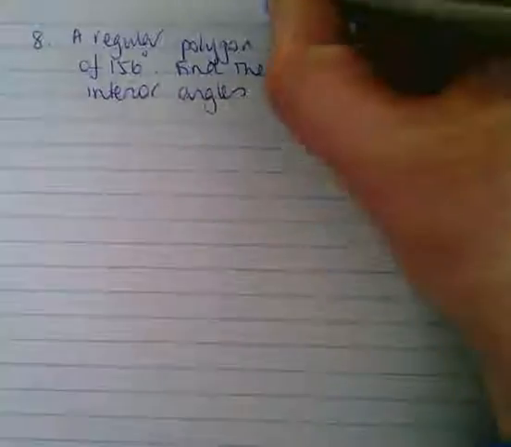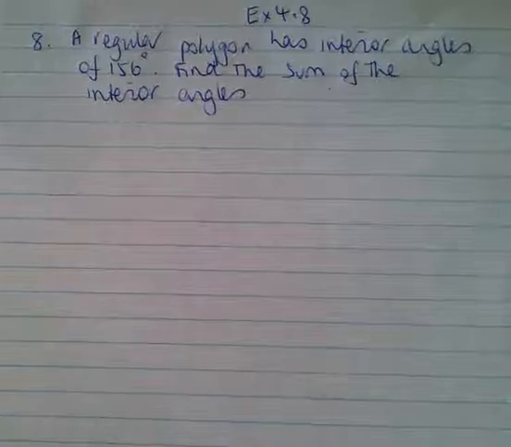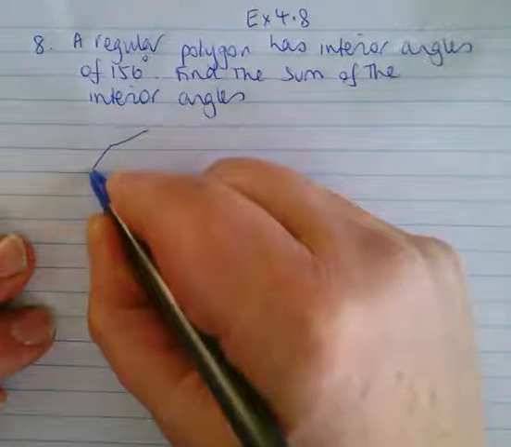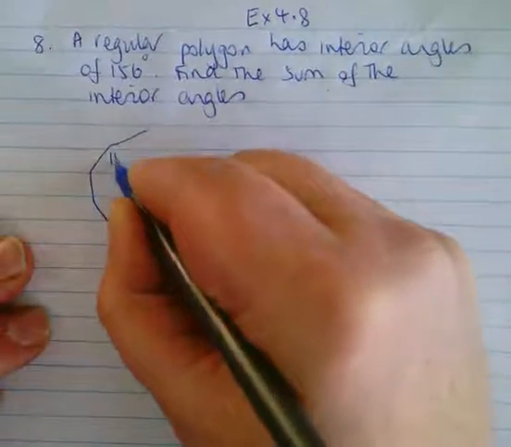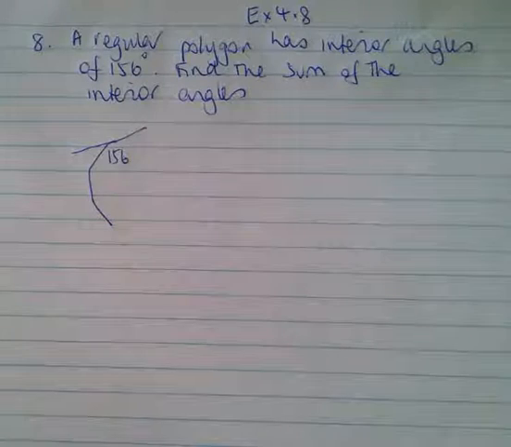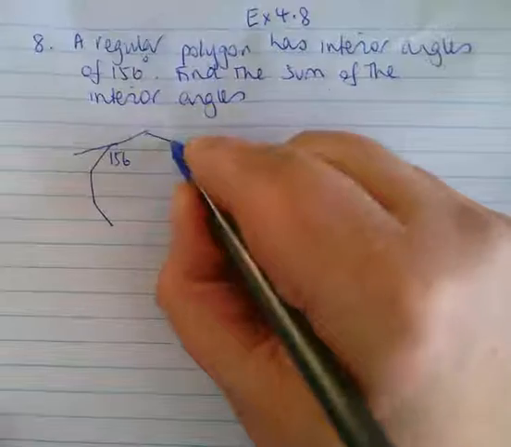Question 8 of exercise 4. Exercise 4.8. A regular polygon has interior angles of 156. So I'm just going to draw part of the polygon. So the interior angle is 156. It's saying find the sum of the interior angles. You can't do the sum of the interior angles because you don't know how many sides it's got.